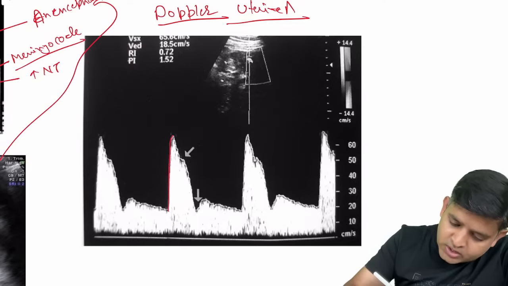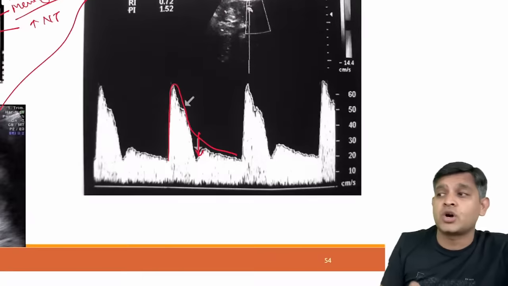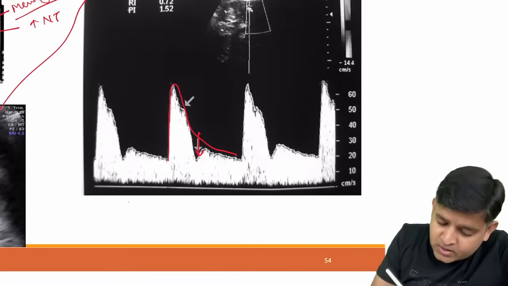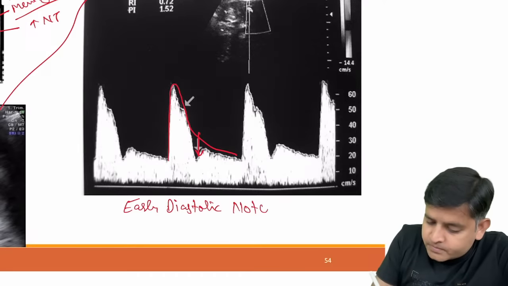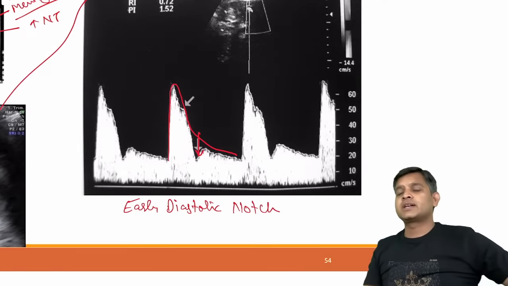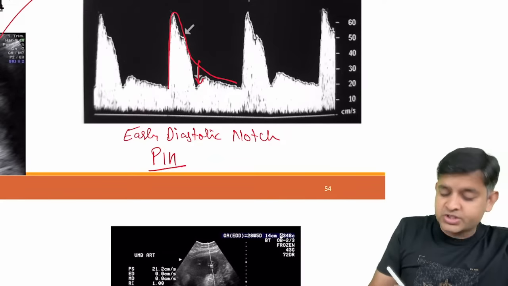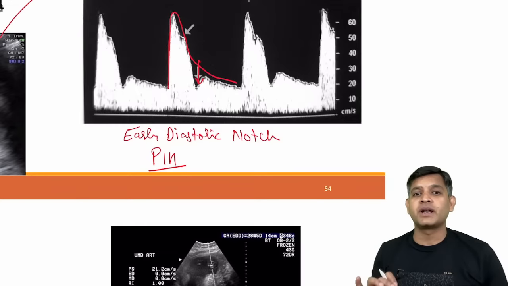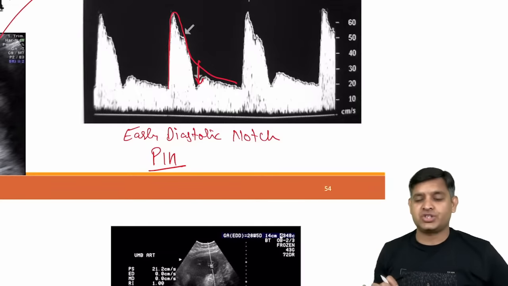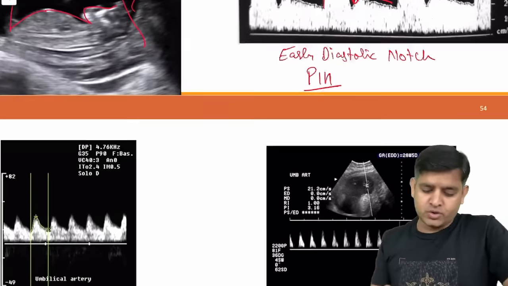Normally, you have a systolic flow and then you should have a diastolic flow. Now, there is a dip in the early diastole. And what is this called as? This is called as early diastolic notch. Early diastolic notch is a sign of PIH. If you see a diastolic notch in the uterine artery on Doppler, it's a sign of PIH. Very, very important point that I want you to remember.